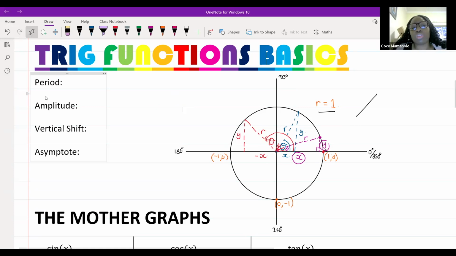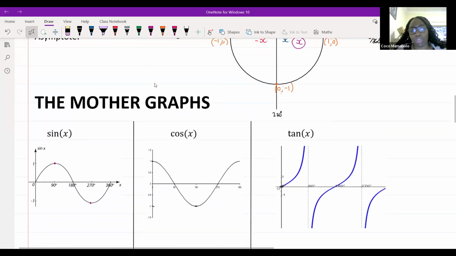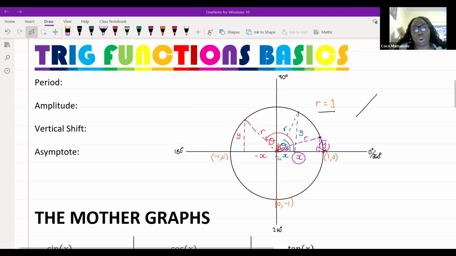All right, now we're going to introduce the mother graphs. And with this, we're going to introduce some new terminology. So we need to understand a couple of things. These three graphs that we're looking at over here are graphs of sine x, cos x, and tan x. Now, the way we draw these is we look at the most significant points on our Cartesian plane. So we want to look for sine of 0, because 0 is a signpost. So 0 over there, sine of 90, sine of 180, sine of 270, and sine of 360.